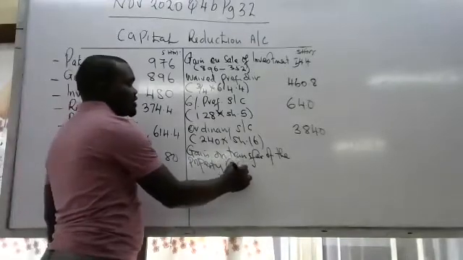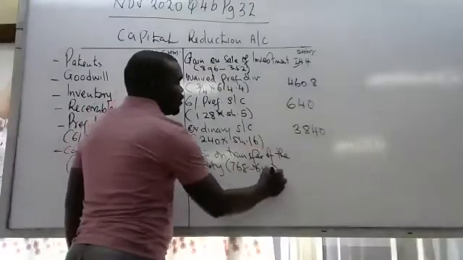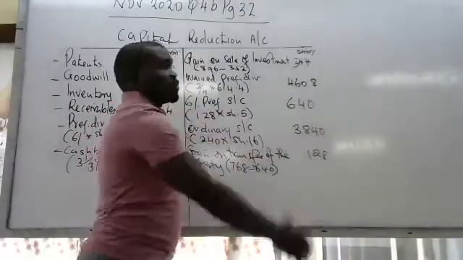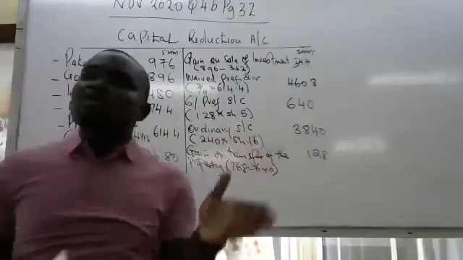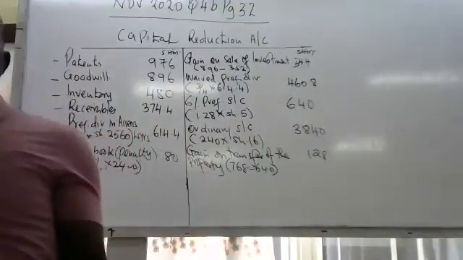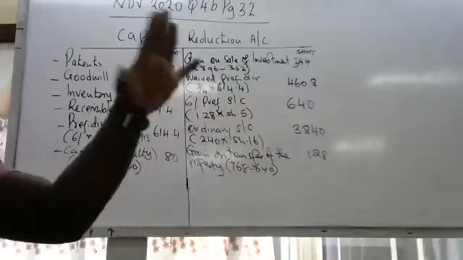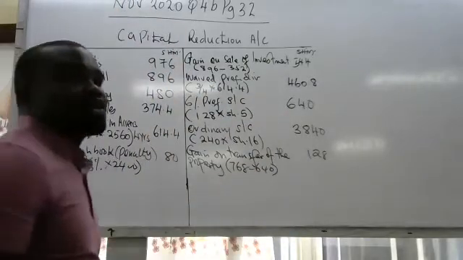So that is 768 minus 640. You are saying this is 128. So we gained on that. So the whole amount will be debited in the loan account. Then the gain you will credit to the capital reduction.